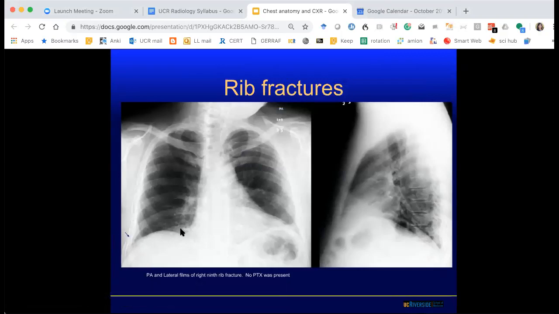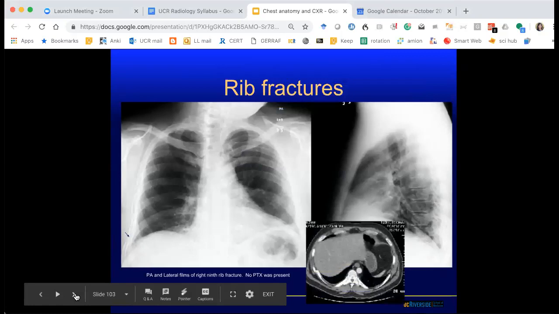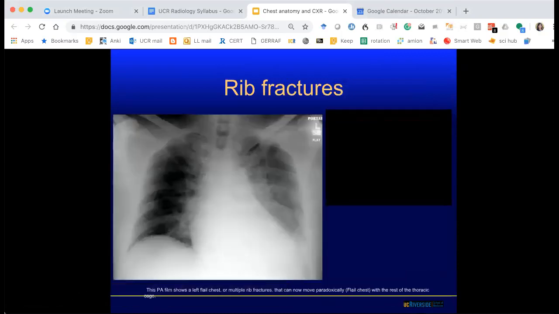But we do chest x-ray not to diagnose rib fractures per se, but to look for complications. So they get pneumothoraces, they get pulmonary contusion. Sometimes they can get hemothorax from rib fractures. But in the absence of those complications, it's treated conservatively.